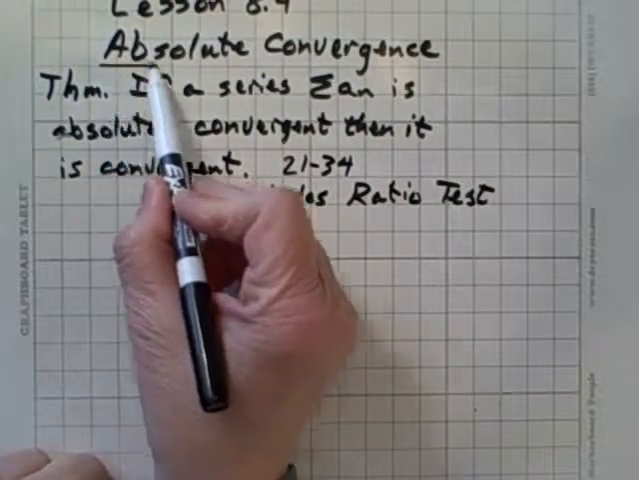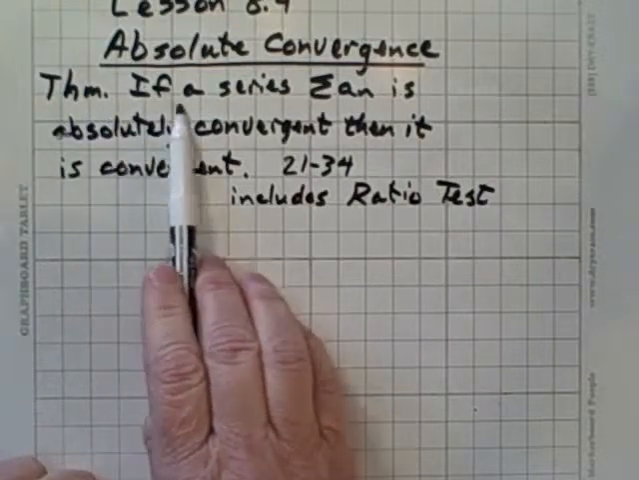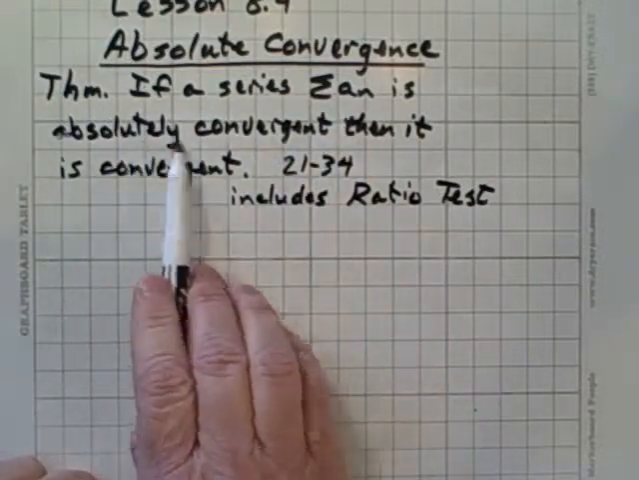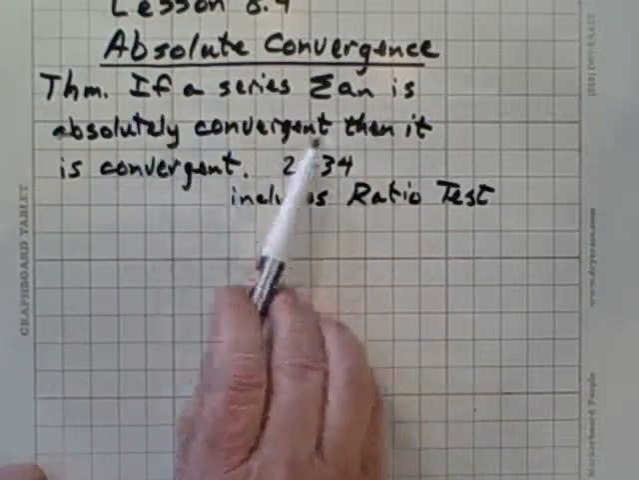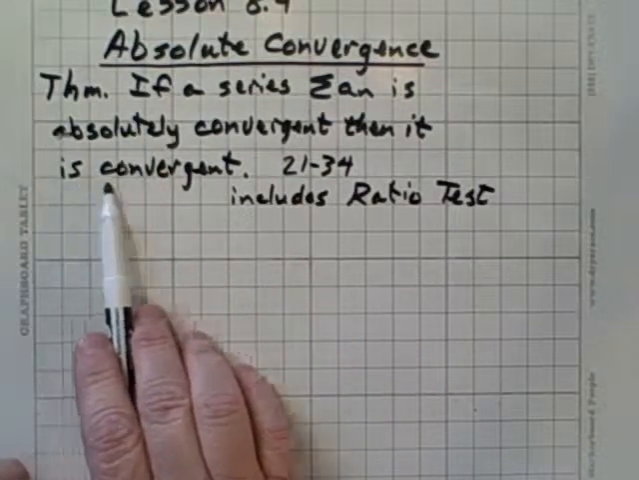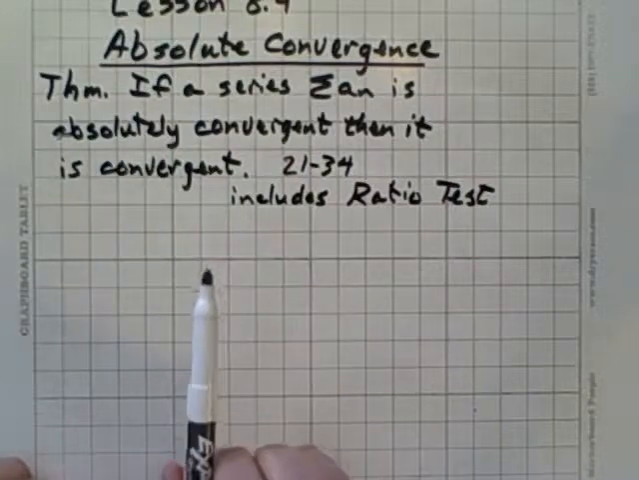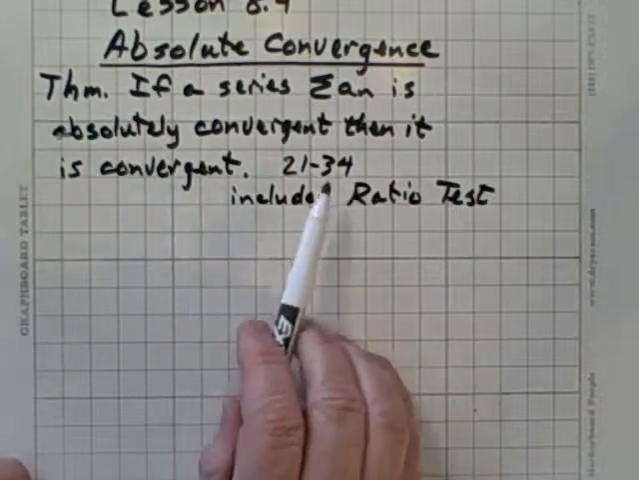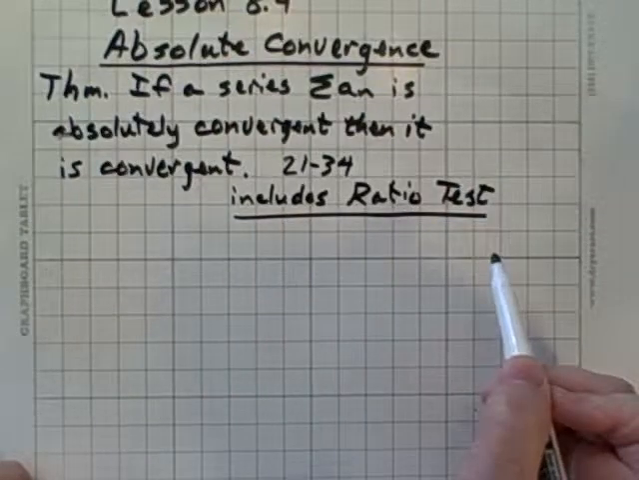In lesson 8.4 we have a theorem on absolute convergence. It says that if you have a series that's absolutely convergent, then it's convergent. Sounds a little bit silly, but what it means is that if it converges with absolute value, it'll converge without absolute value. So if you have one that's alternating in sign, you might want to take its absolute value and see if it converges. This also helps us with the ratio test.